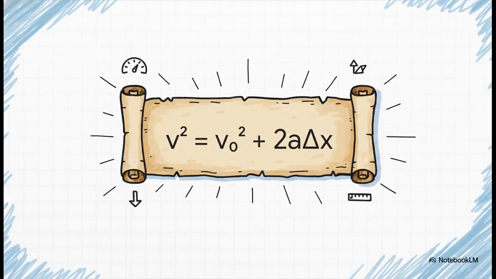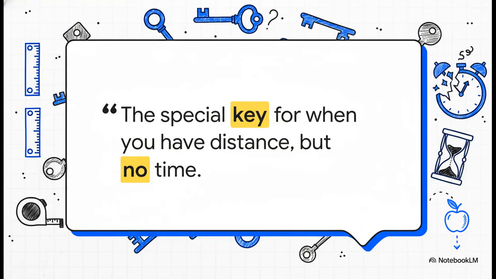And here it is in all its glory. v squared equals v naught squared plus 2a delta x. Now, I know it might look a little intense at first, but trust me, after today, this equation is going to be your new best friend. You can think of it like this. Every physics equation is like a key that opens a specific type of lock, right? Well, this one is the special, magic key for any problem where they give you the distance or the height, but they decide to keep the time a secret.